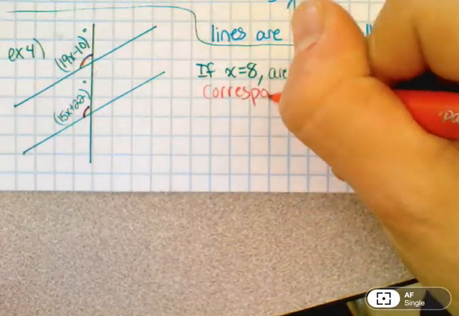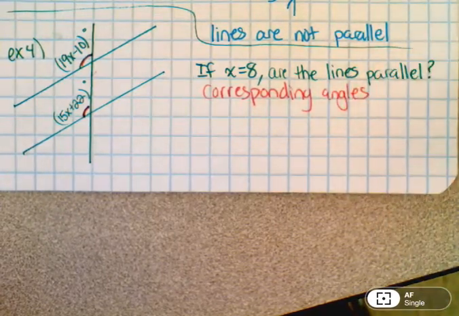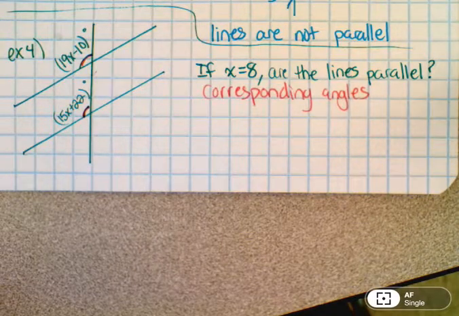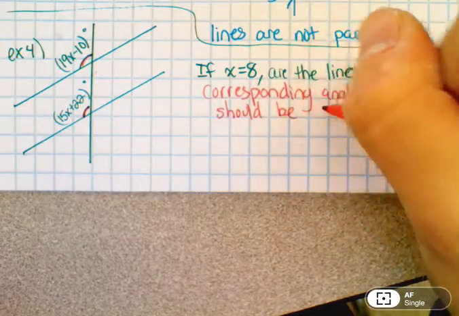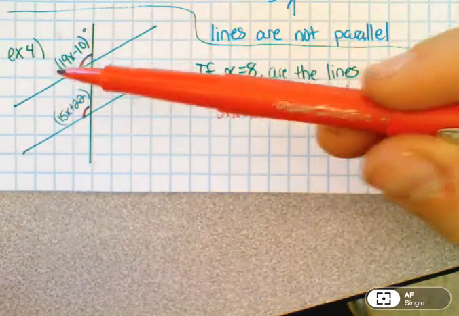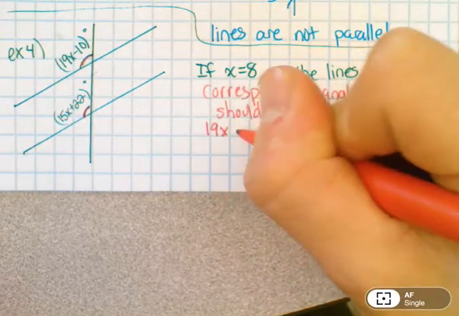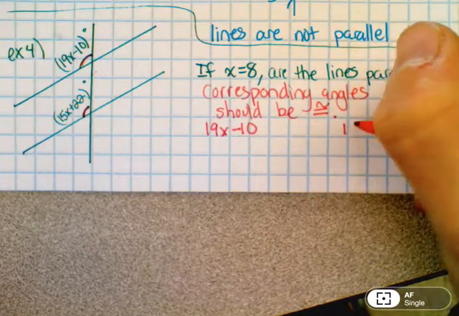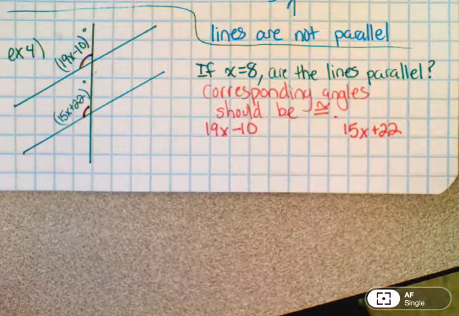Hopefully you remember that these are called corresponding angles. And corresponding angles should be, we need to decide, should they be supplementary or should they be congruent? And in this case, corresponding angles should be congruent. And so we're going to see if they are when x is 8. So I want to see if 19x minus 10, I want to know what that is when x is 8. And then I want to know what 15x plus 22 is when x is 8.